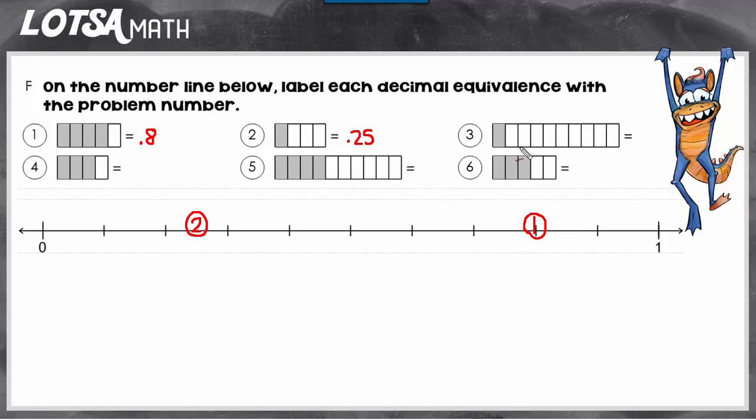Okay, let's look at number 3. Number 3 is 1/10. So I need to find 1/10 on the number line and label it with a 3 for problem number 3.